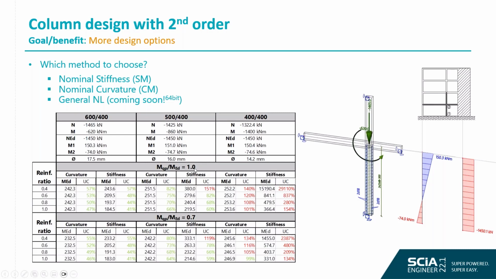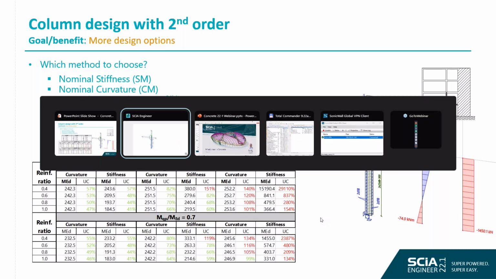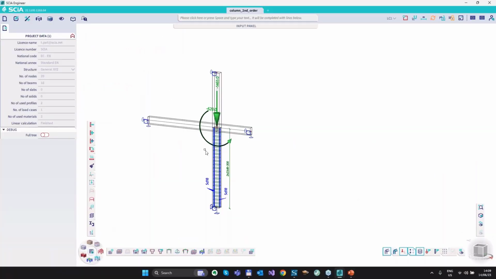So originally 1.0, but here there will be an option also to decrease the effective creep to a lower level. Okay, so now I will switch to SCIA Engineer. Here is the simple model, and it's one of the options.